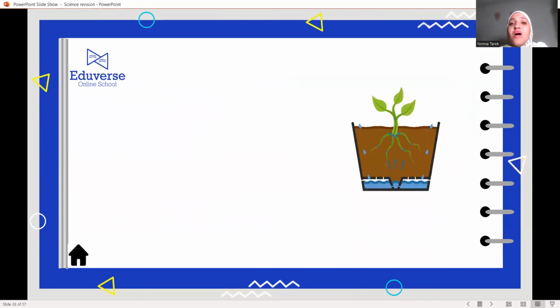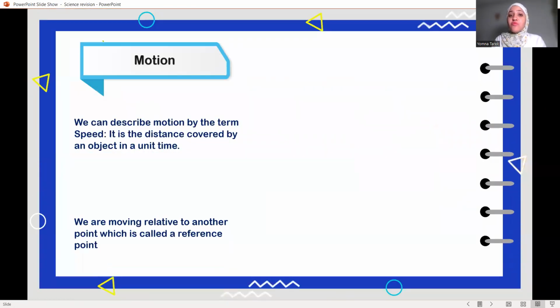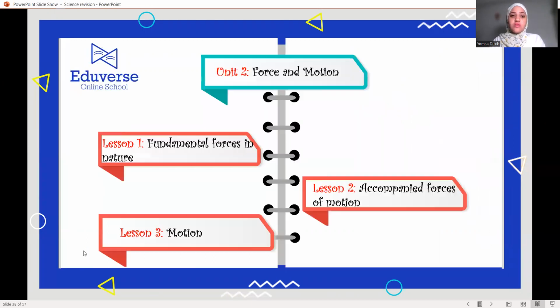Yes. How can plants get water and food? From the soil. Okay, how can this food spread all over the plant? This happens by the root, because the root absorbs the water from the soil. So the rising of water and salts from the soil to the whole plant happens by a biological force, and it happens against gravity and takes a lot of effort from the plant. So this is also a biological force.